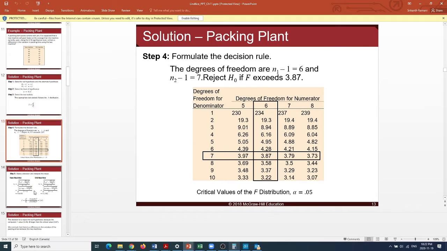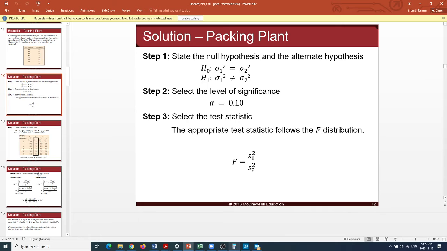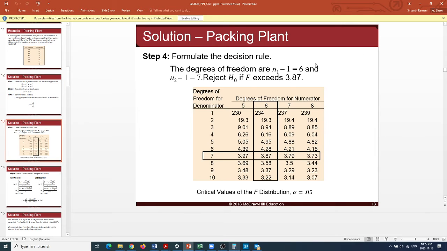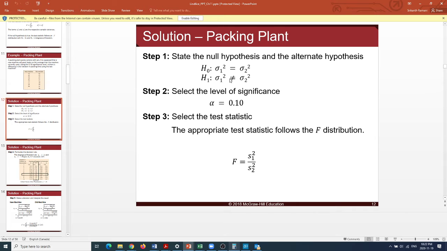So what does that mean? When you find your own test statistic, if it is greater than 3.87, you reject the null hypothesis. And if your F statistic is less than 3.87, that means you do not reject the null hypothesis. And so if you reject the null hypothesis, that means the variances are not equal.